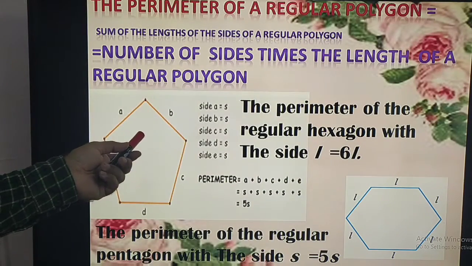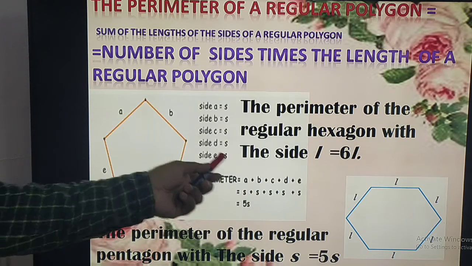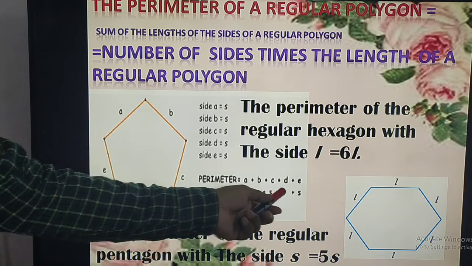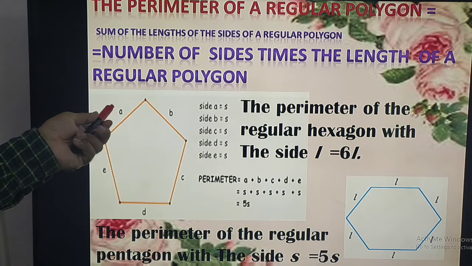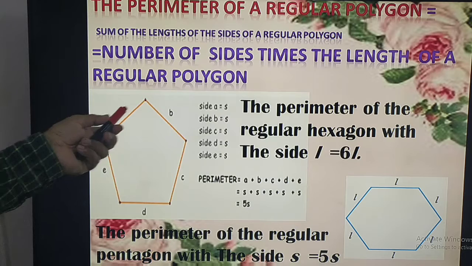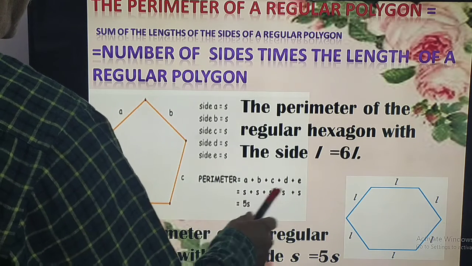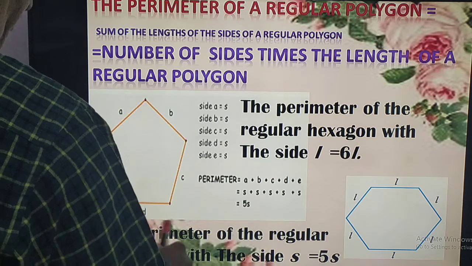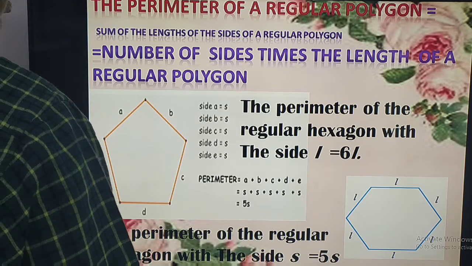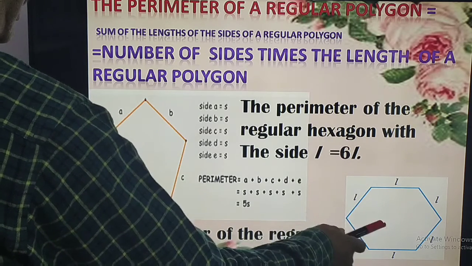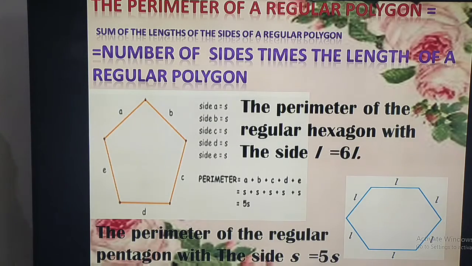In a regular figure, just like a pentagon, suppose each side has length S. Then the perimeter of this pentagon is S plus S plus S plus S plus S. Suppose this is not a regular pentagon and has sides of A, B, C, D and E units, then the perimeter is A plus B plus C plus D plus E. If it is regular having side S, then the perimeter is 5S. For a regular hexagon, suppose the length of each side is L, then the perimeter is 6L.